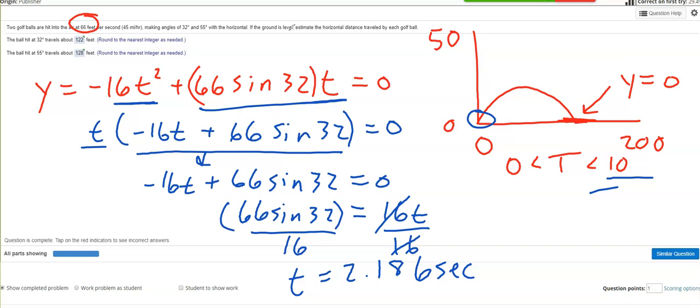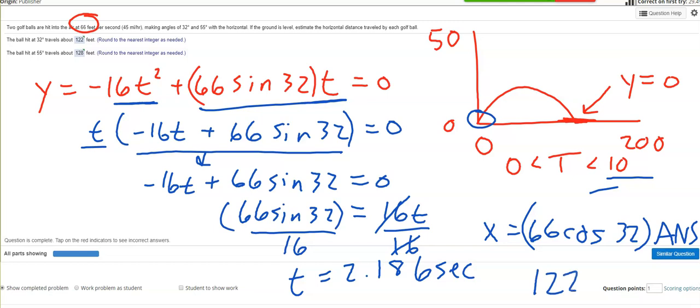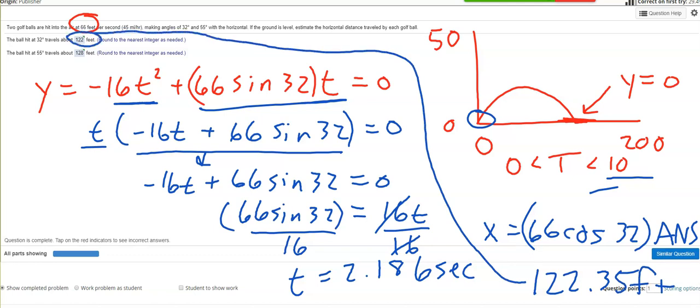And then you could plug this into the x equals cosine, oops, sorry, I forgot my 66. 66 cosine, what was the angle, 32, times, and I'll just use that answer feature again so I don't have to type in the 2.186. So 66 cosine 32 and then put answer. And I ended up with 122.35 feet, which is where they got this answer, 122.